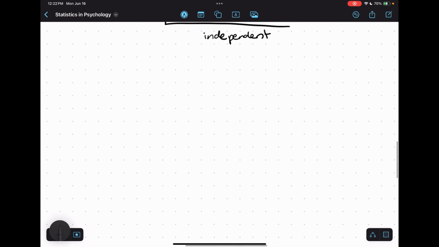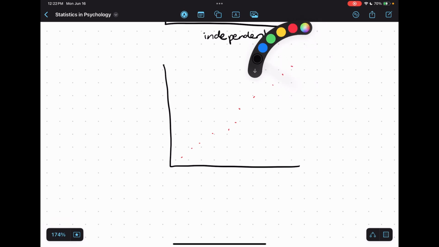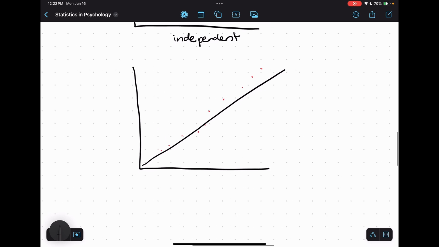If, on the other hand, we take a look at our data set and it looks different, more like this, then we can draw our Pearson correlation coefficient line like that. Our R is roughly 1, which allows us to infer a pretty strong positive correlation between our variables.